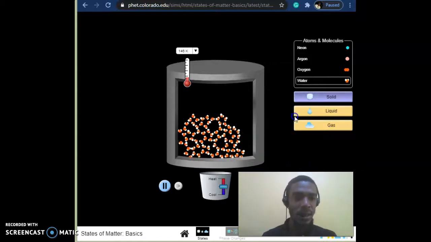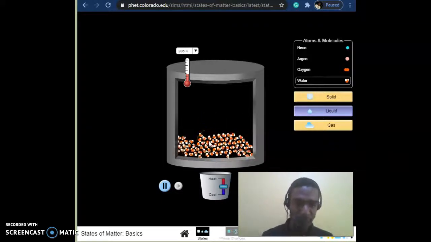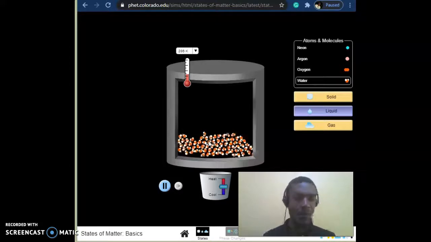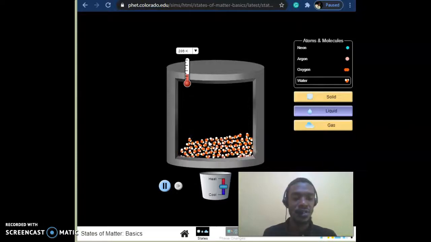Let us look now at how water molecules would behave in a liquid state. We can see that in a liquid state, they are moving much more freely and they have more space between them. Because of the space, the attraction between the molecules is not as strong as in a solid, because in the solid the force of attraction is very strong and they aren't able to move freely.